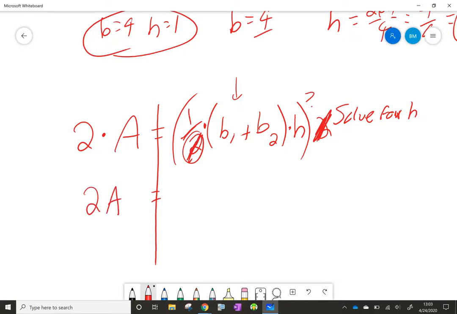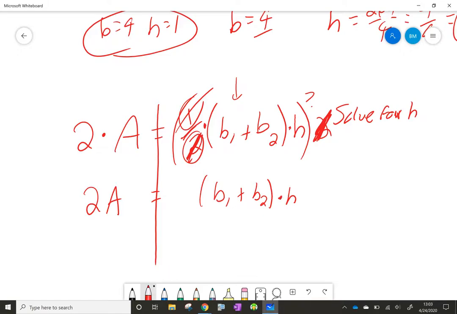Since the 2 is going to be canceled, the 1 is kind of pointless, so I won't worry about writing it. I'll write it for now, but I'll erase it. The 1 would still be there, then we would have base 1 plus base 2 times h. Again, the 1 is useless because 1 times anything is still the same thing. So essentially, I've gotten rid of the 1/2, that dividing by 2. And now I have just the b1 plus b2 and the h.